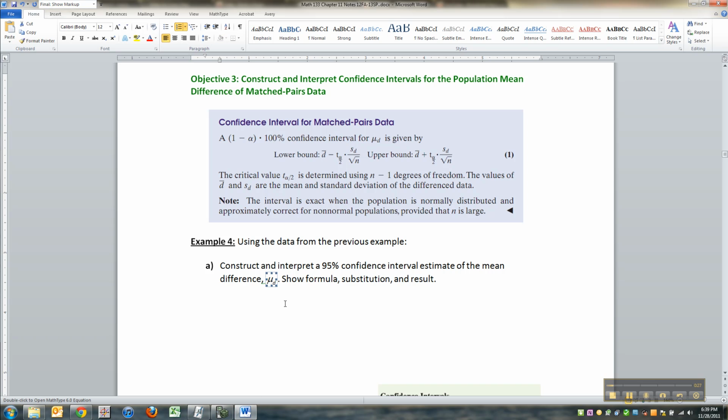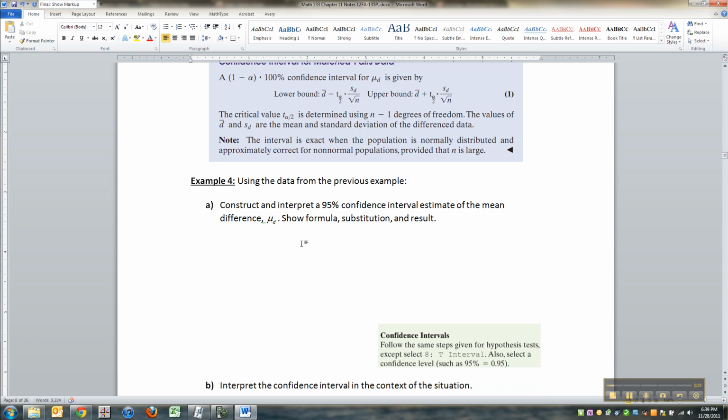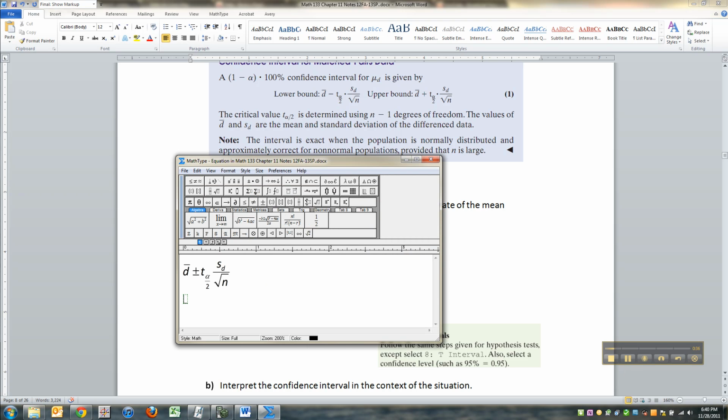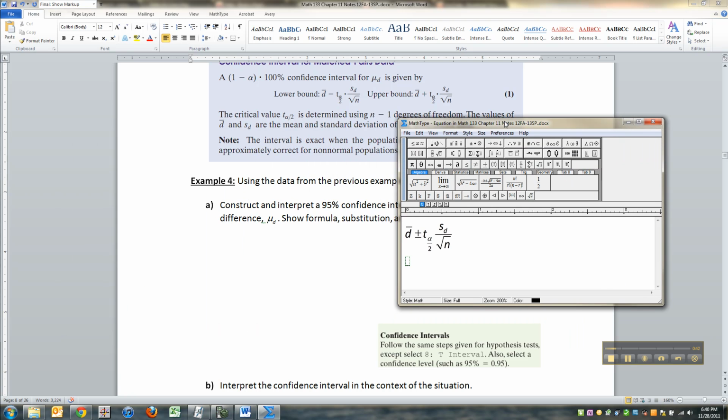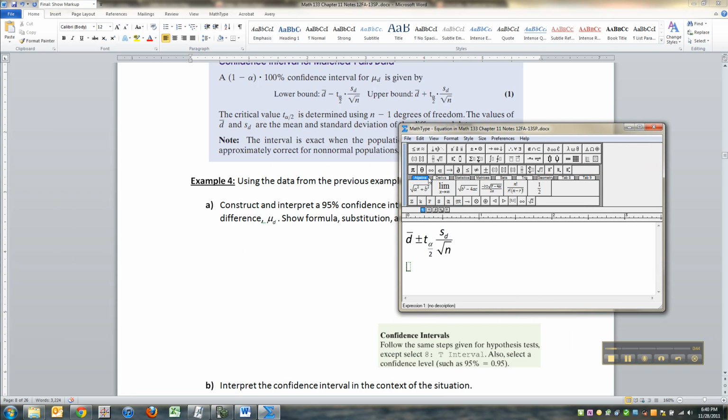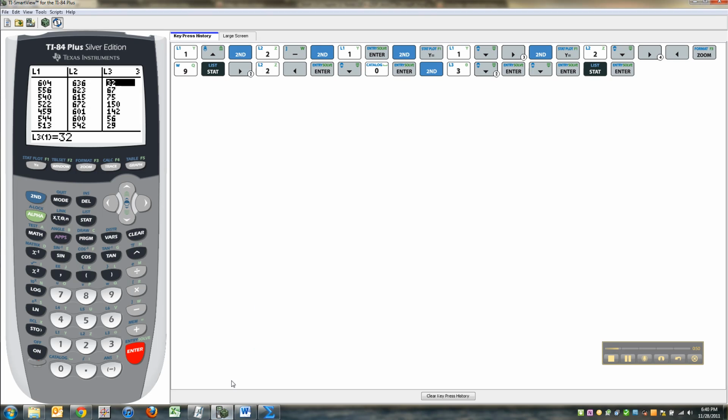Okay, so we're going to construct and interpret a 95% confidence interval. So let me type the formula up. One second, I'll be right back. There it is. Okay, now D bar and SD and N and all of that stuff, I can get all of that out of my calculator. Of course, if it was given in the problem, if they told me D bar is this or SD is this, then I could just type those in. But they didn't give it to me in this problem, so I'm going to go find it.